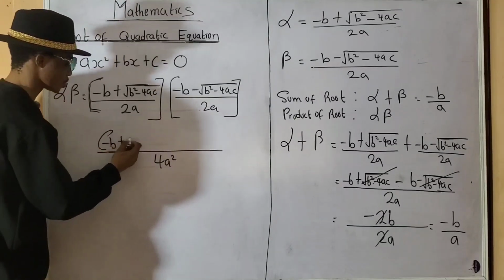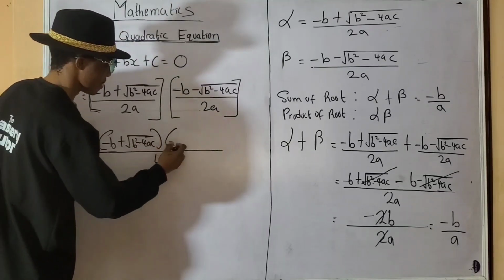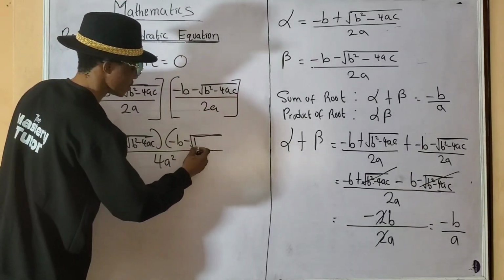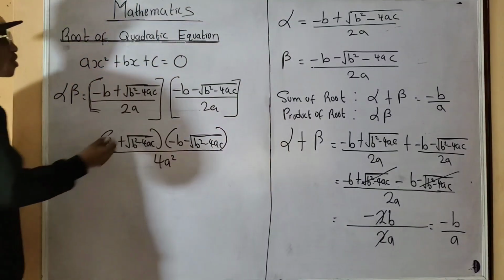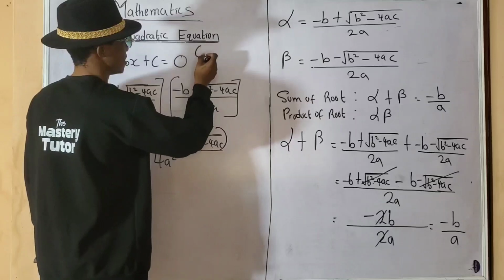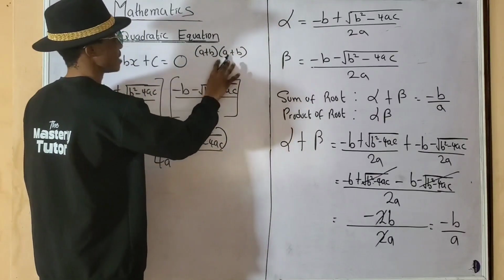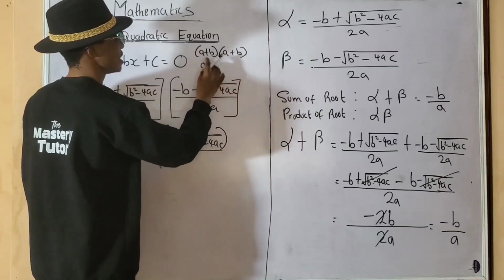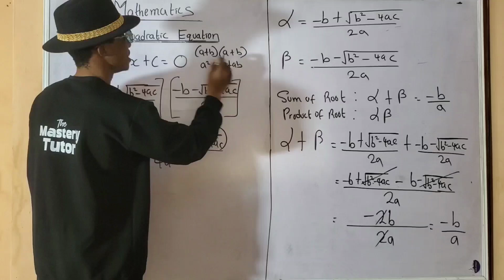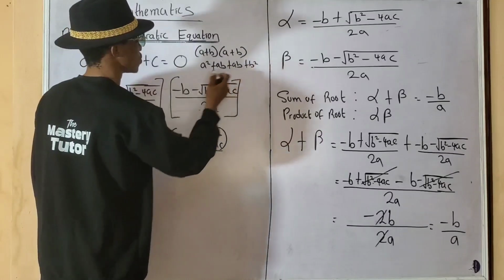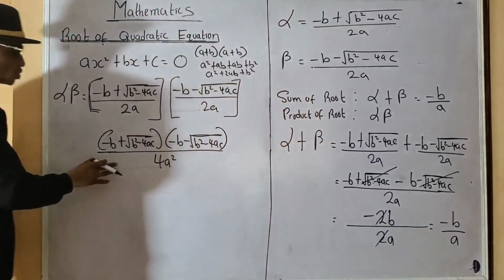Now, let's take it step by step. Minus b plus square root of b squared minus 4ac multiplied by minus b minus square root of b squared minus 4ac. Okay? Now, recall that if you have a plus b multiplied by a plus b, you're going to have what? A times a, right? A squared. A times b, plus ab. Plus b times a, plus ab. Plus b times plus b, plus b squared. So I'm going to have a squared plus 2ab plus b squared. Okay, we're going to use the same method here.